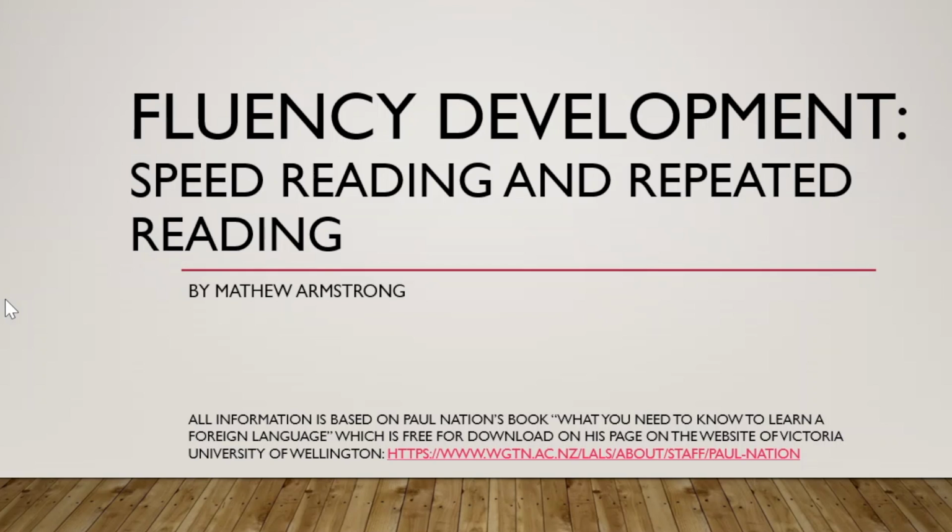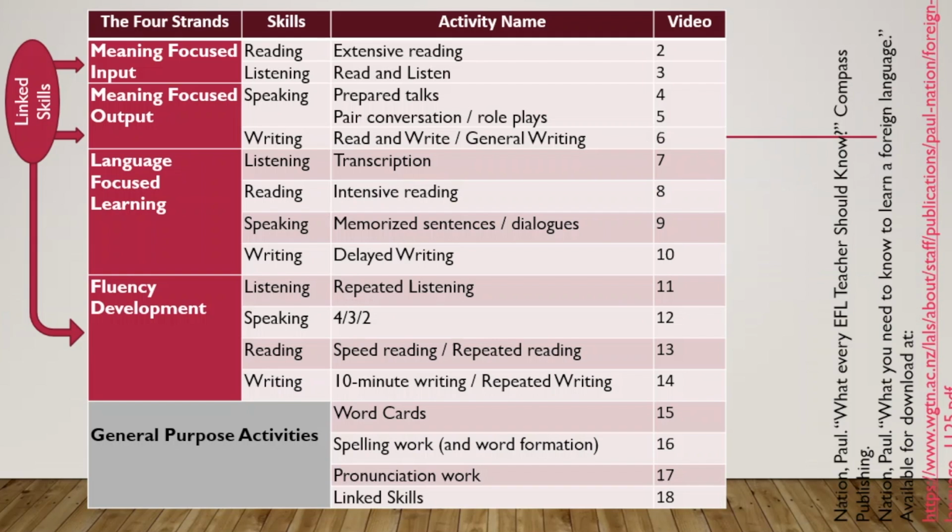Okay, so we're looking at two activities. One is called speed reading, and the other is called repeated reading. So here is our big chart of the four strands. So we're looking here at reading, and we have two activities to look at.